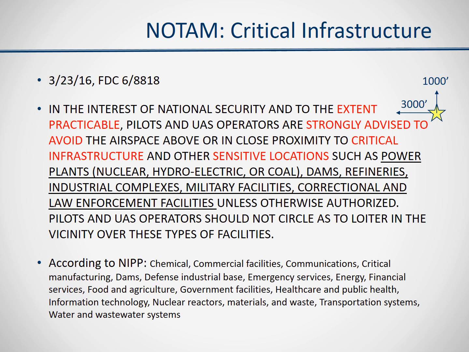There are some NOTAMs. So NOTAMs are notices to airmen. They are messages put out to airmen from the FAA, and one of them is critical infrastructure. We are strongly advised, to the extent practicable, to avoid flying near critical infrastructure in sensitive locations. So there are a number of things listed there as to what those are. And to stay away means 3,000 feet laterally and 1,000 feet above. So power lines, emergency services, government facilities, nuclear reactors, transportation systems, etc. Do not hang out there if you're not supposed to be there. So please be cognizant of what you're flying near.